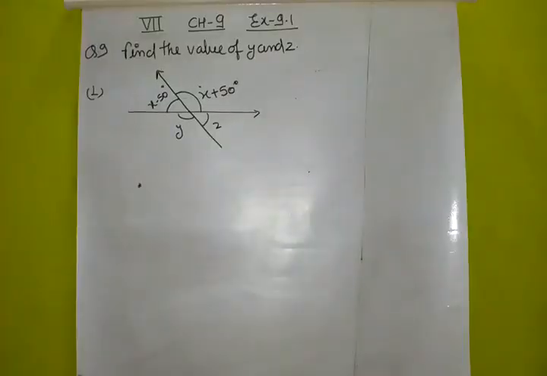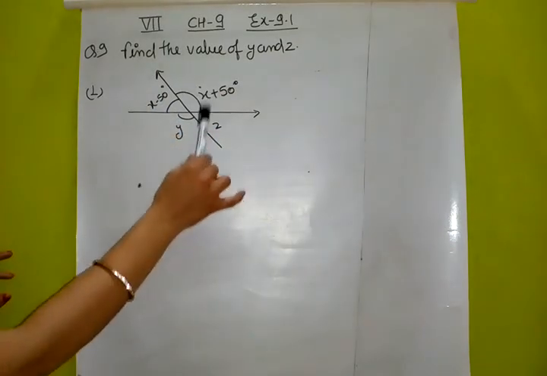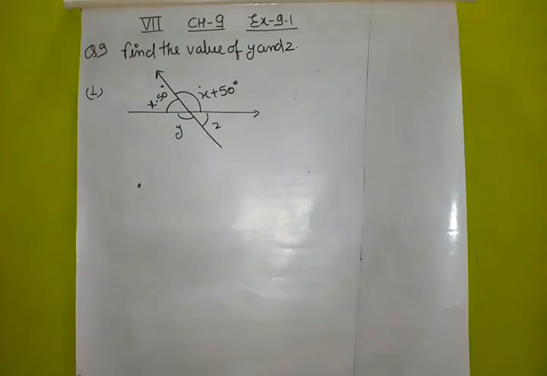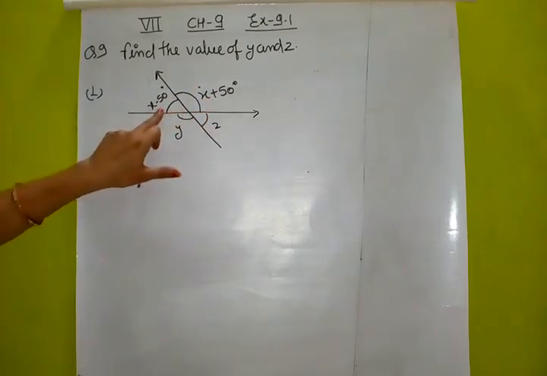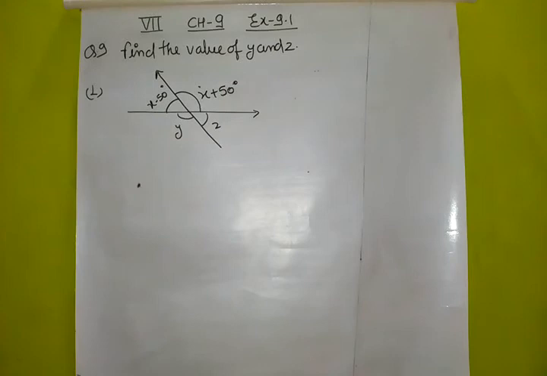Students, in this question number 9, find the value of y and z. This y and this z, you have to find the value. There are 4 angles: angle 1, angle 2, angle 3 and angle 4. 4 angles are given. The values of 2 angles, x plus 50 degrees and x minus 50 degrees, are given, and we have to find the value of y and z.